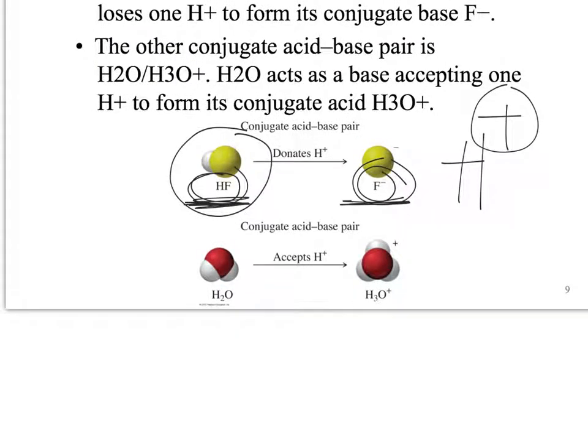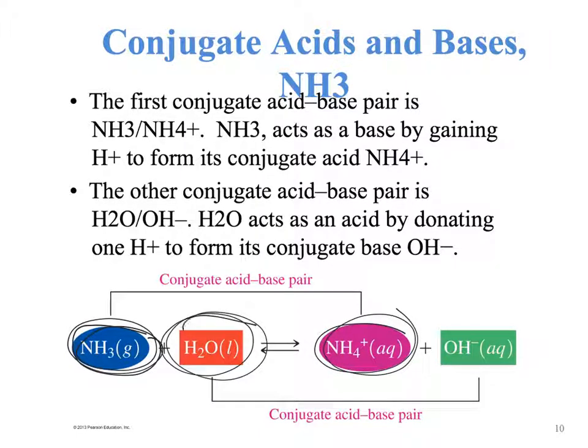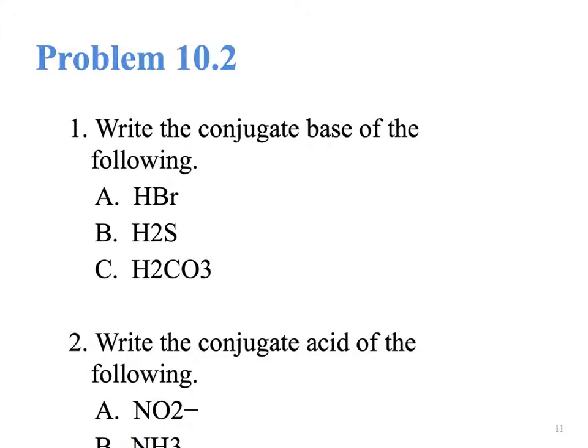When we see water, H2O, if it accepts a proton, it accepts this. So it will have an extra hydrogen. That's why this one has 3 and an extra positive charge. So every time we have an acid-base reaction, we're going to have the base with its conjugate acid and the acid with its conjugate base.